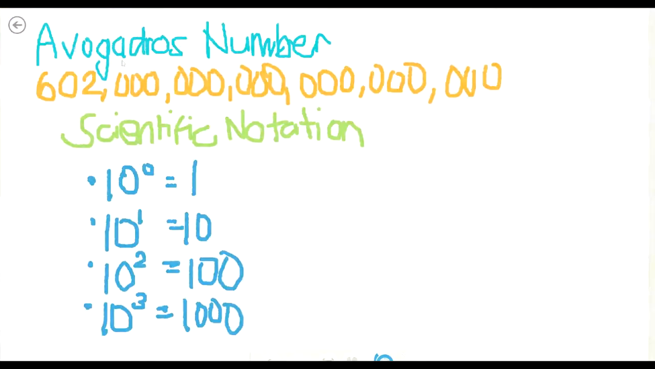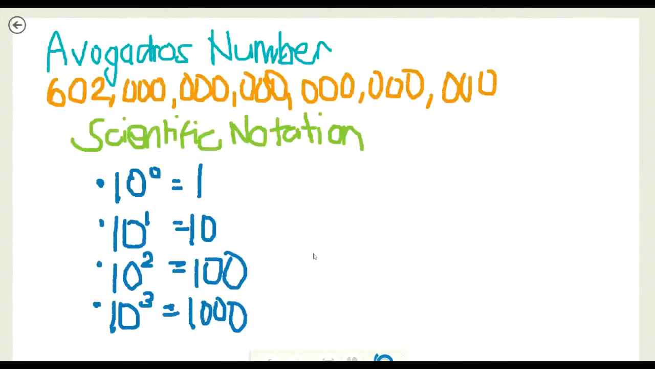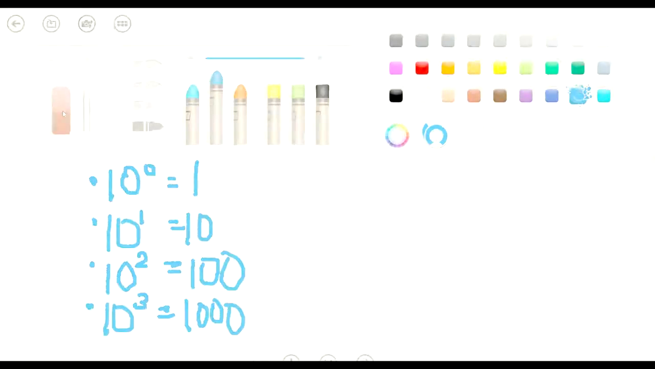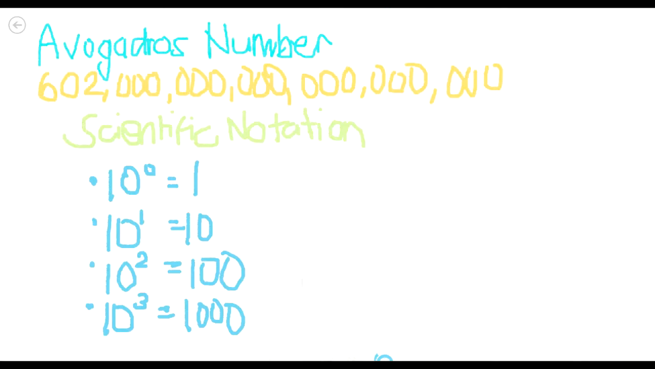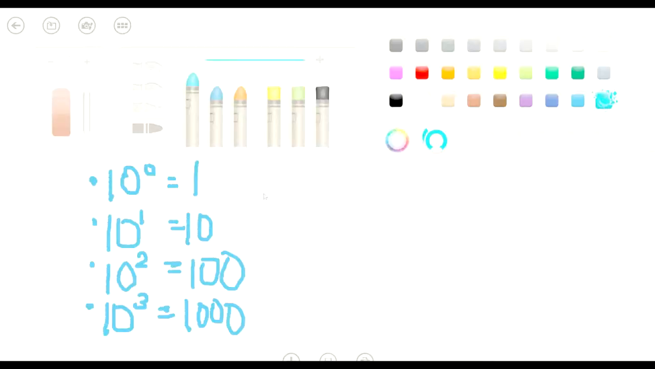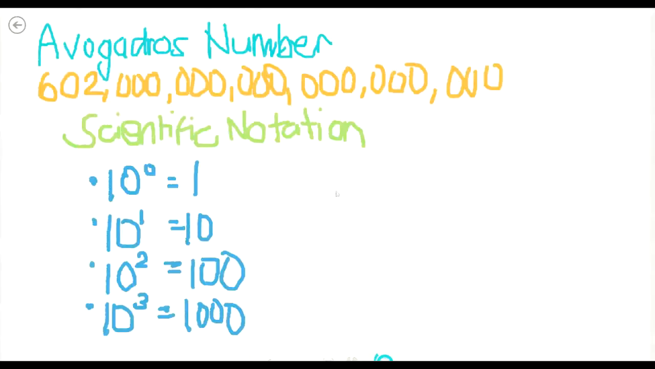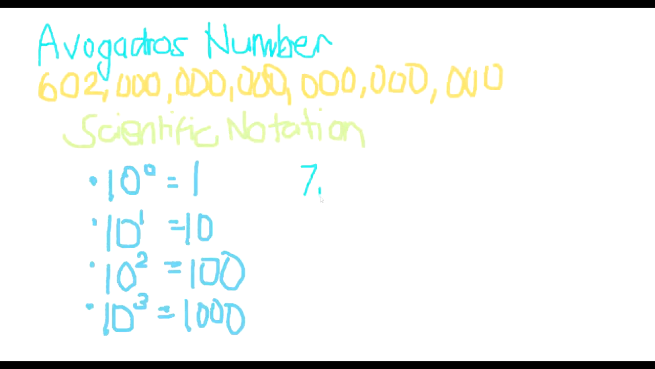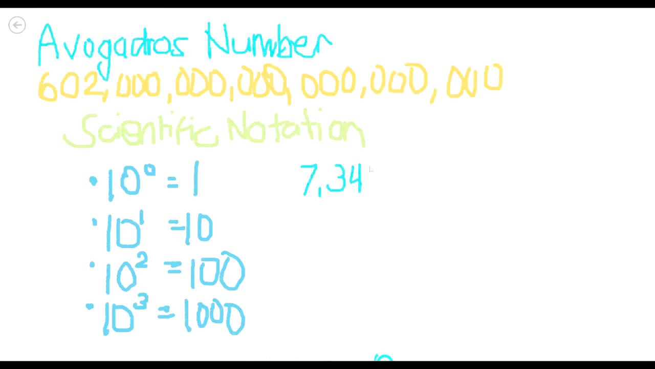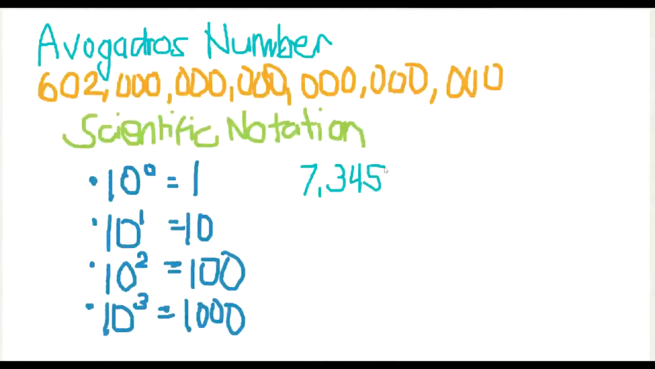Let's do a couple of numbers and we'll write them in scientific notation. Where did I put the eraser? Okay, I'll just pick blue. I'm sorry about that. So let's say I have the number 7,345. Oops, it looked like a 6. Wait, 5. There we go.